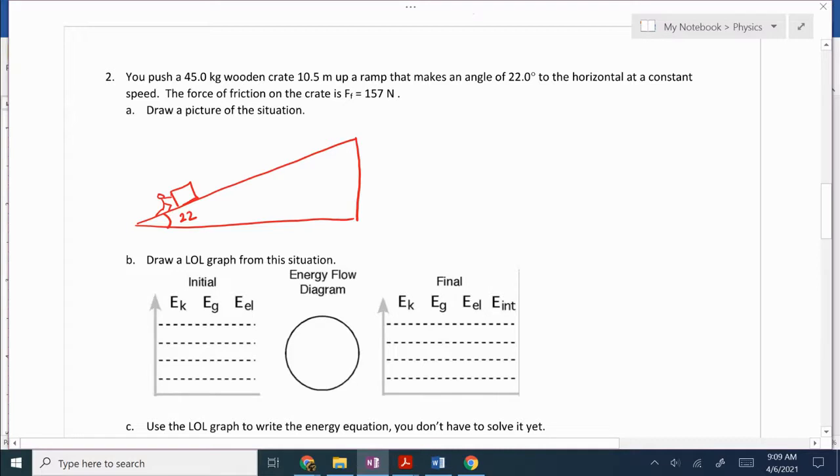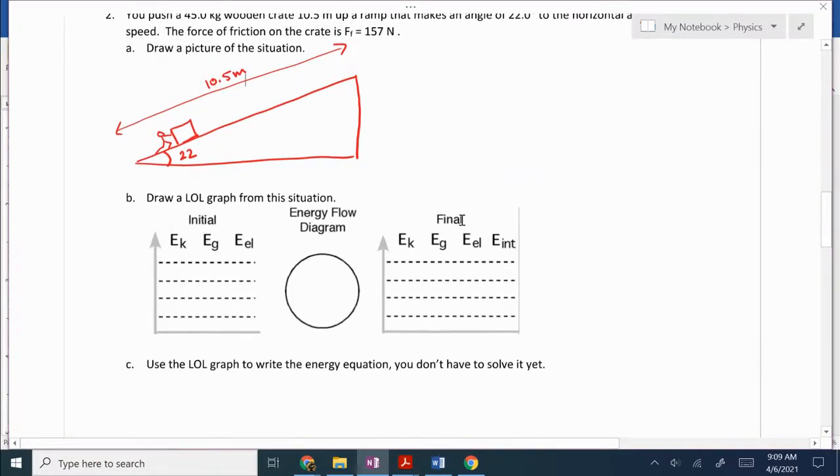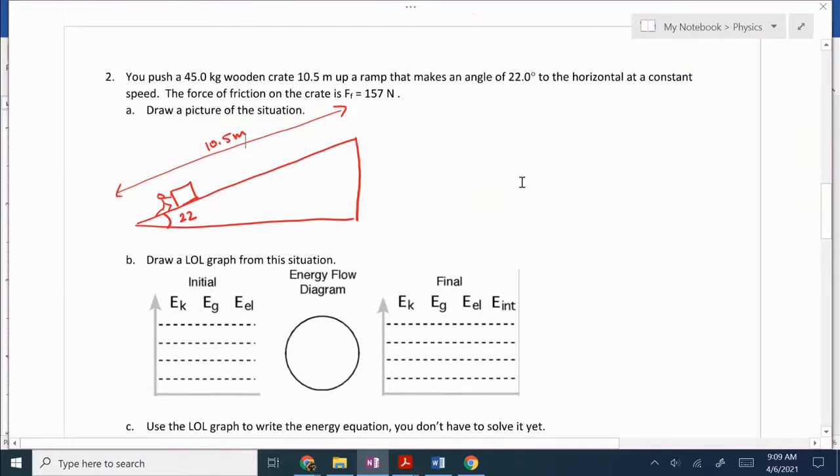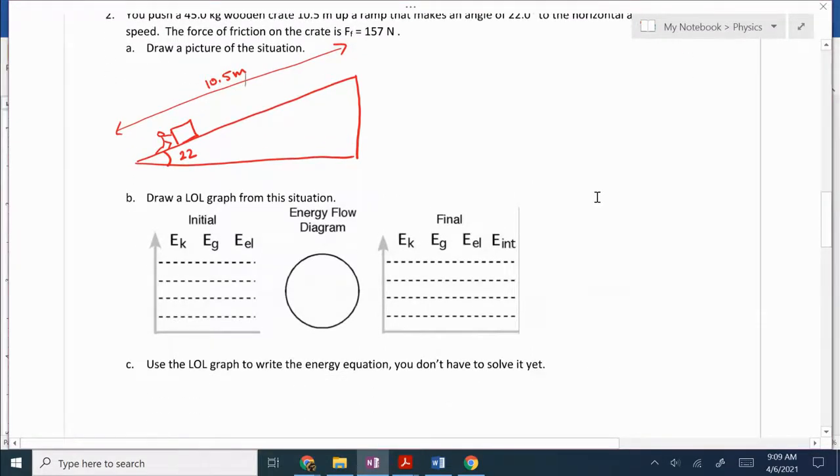So, and it is 10.5 meters up the ramp. So, it says draw an LOL graph of this situation. So, looks like we have the crate in the system. And that's the only thing I'm going to put in there.